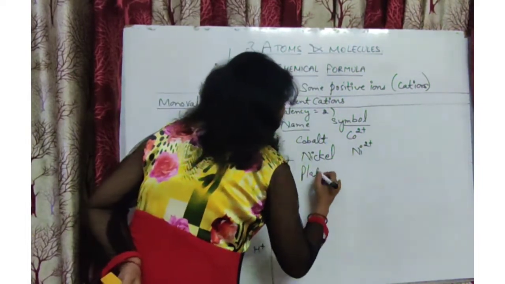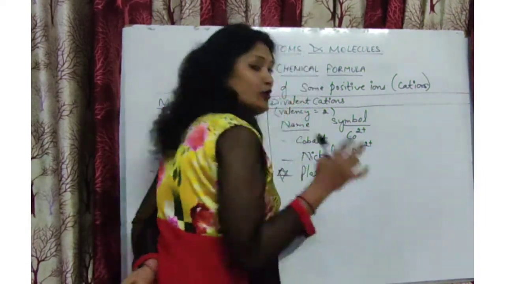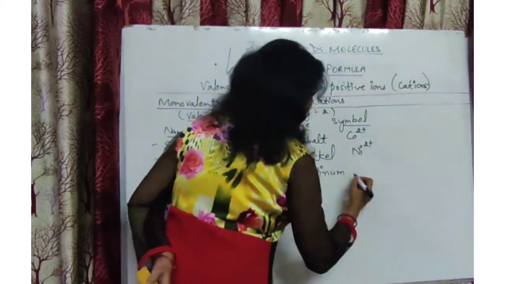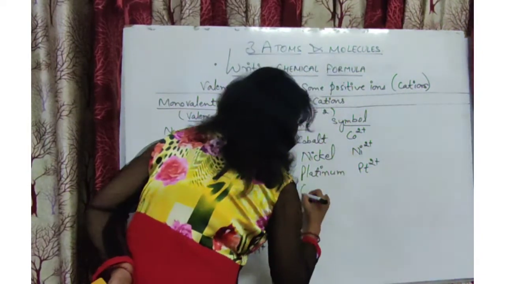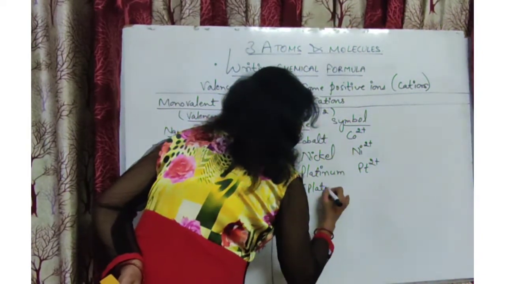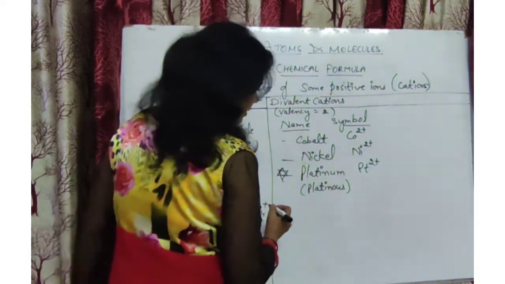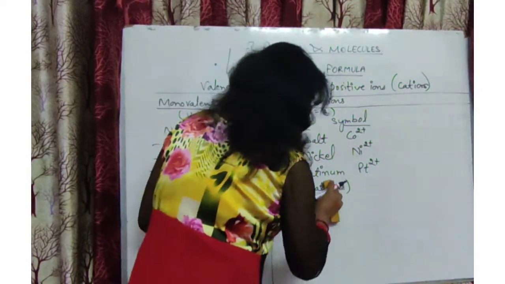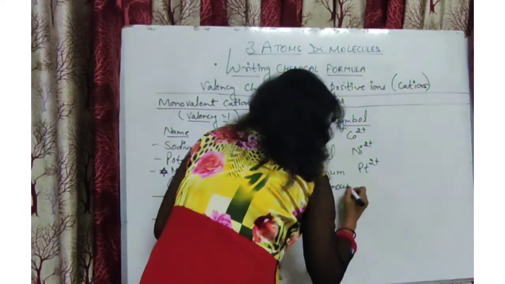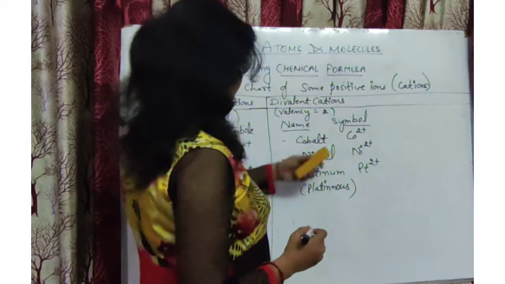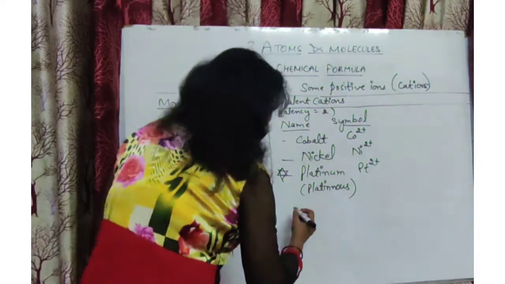Platinum. Platinum has variable valency. Platinum has variable valency 2 and 4. Okay. So platinum Pt2 positive and its name is platinous. Okay. Platinous. Now cobalt, nickel, platinum. After that, tin.